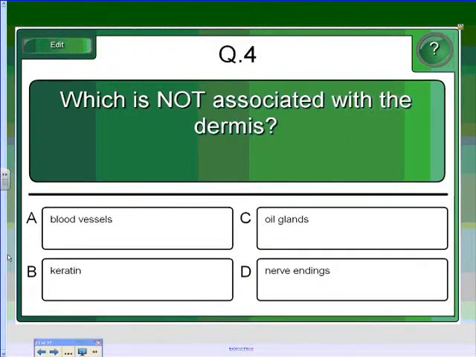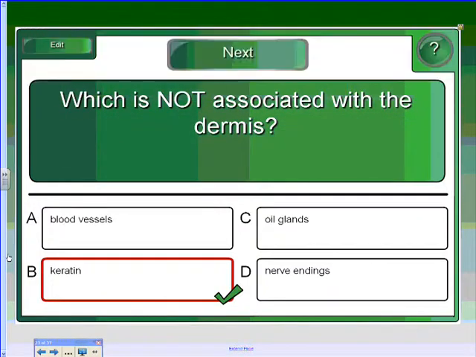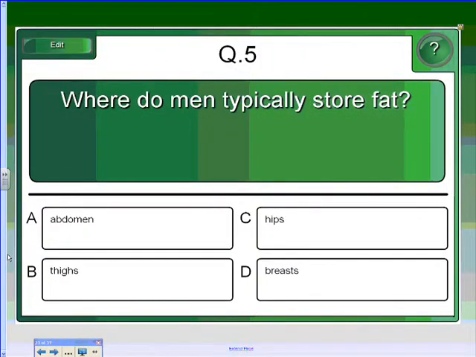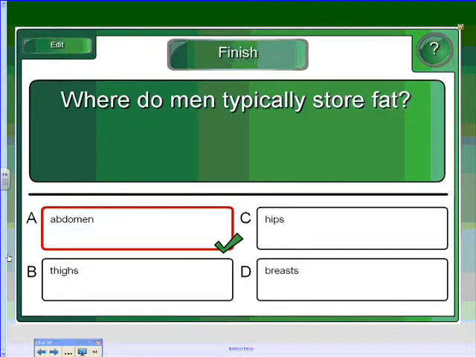Which is not associated with the dermis? That's going to be mostly the keratin. And where do men typically store fat? For men, it's around the abdomen. For girls, it's more around your hips. So guys are apples, girls are pears. So in this case, for men, typically around the abdomen.